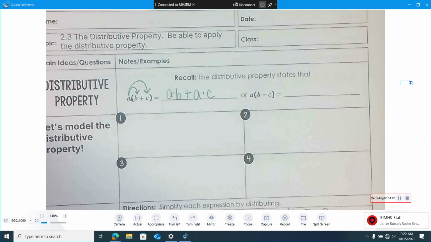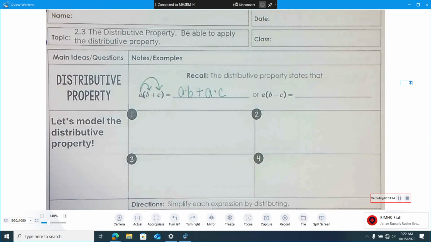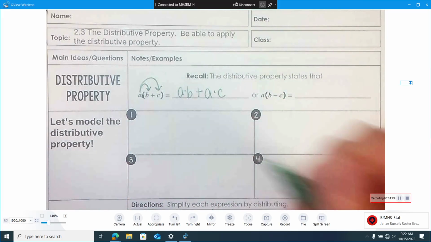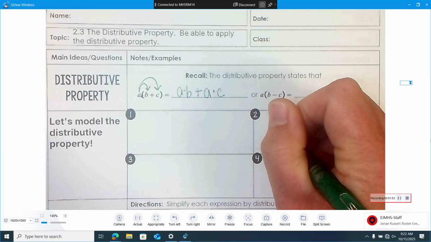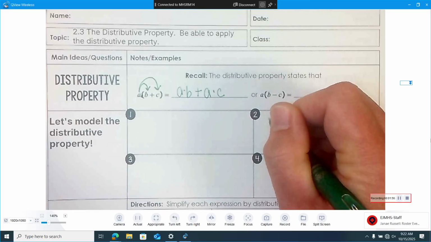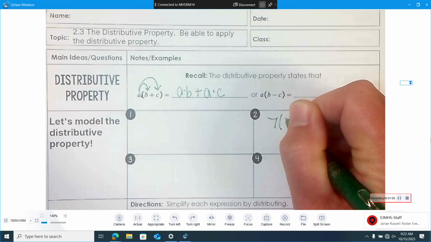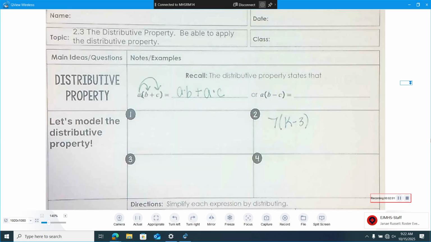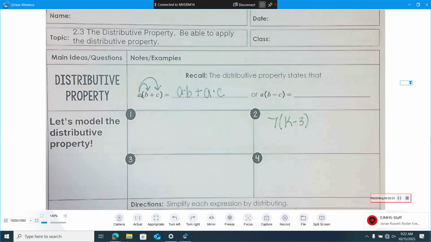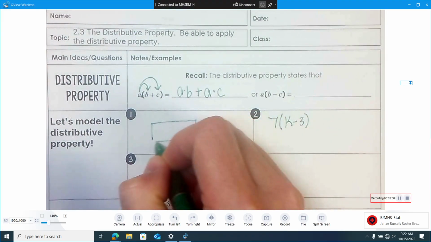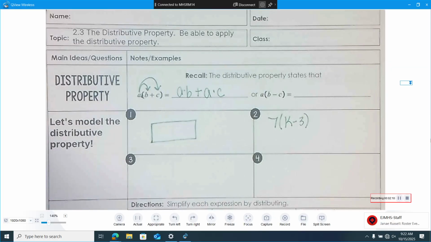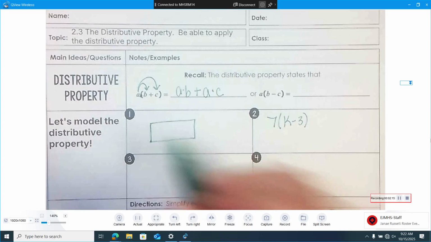Now, as I like to have little models, you've seen this model already in Delta Math. So the first one we're going to do is model 7 times the quantity k minus 3. So we're going to model the distributive property. You already know how to do this, but I want to have a little picture to go along with it. When we are multiplying anything, we can use an area model, and that's what this is. So I'm going to draw a little rectangle here.